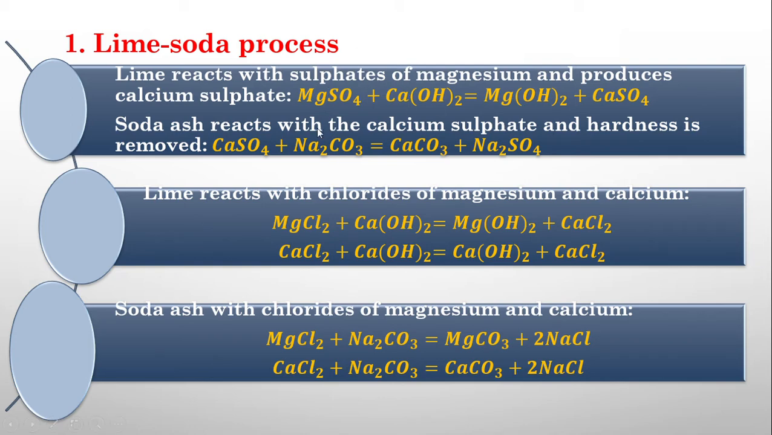Hardness is removed. Now if chlorides are present, then it can react with the lime to form magnesium hydroxide as well as calcium hydroxide, which can be easily removed. When it is reacted with this soda ash, it can produce magnesium carbonate as well as calcium carbonate. This can also be precipitated out. So this is how the reaction occurs with sulfates and chlorides of calcium and magnesium in water.